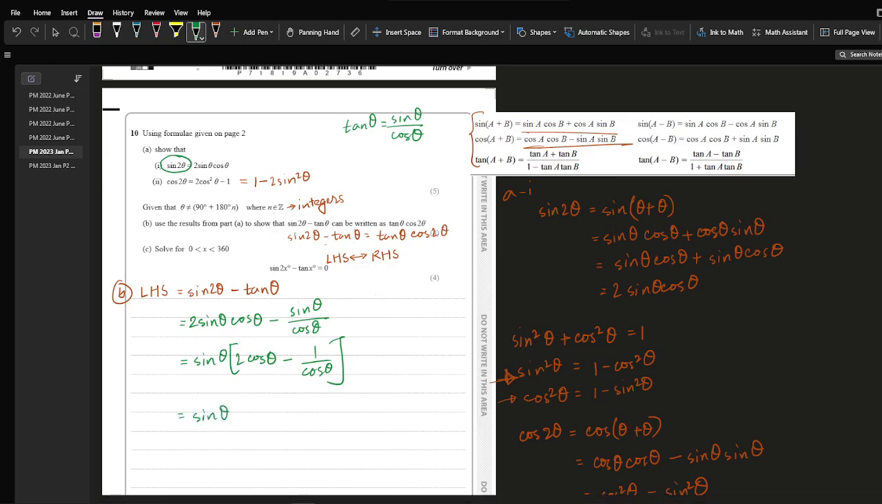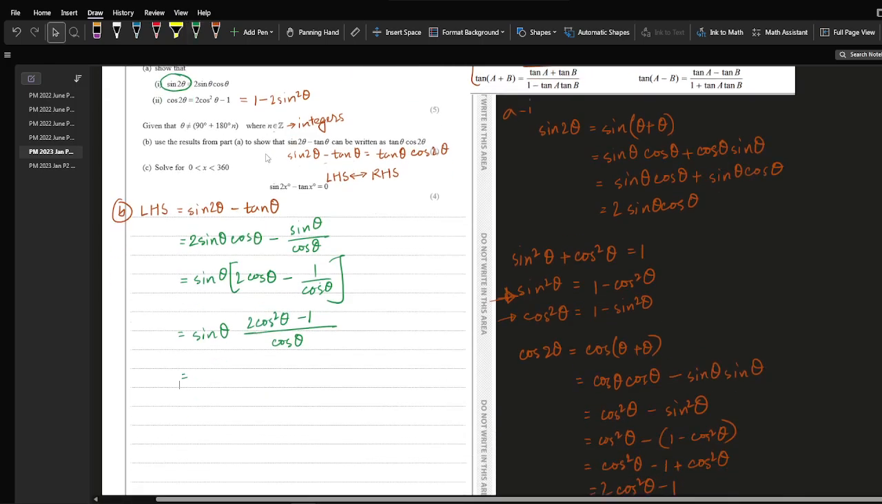Sine theta, cos theta at the bottom. Cos theta is the LCM, so we get 2 cos square theta minus 1. So what do we have to do here? Tan theta. Tan theta is what? Sine theta over cos theta. If you keep that in the back of your mind, it's going to get slightly easier for you.